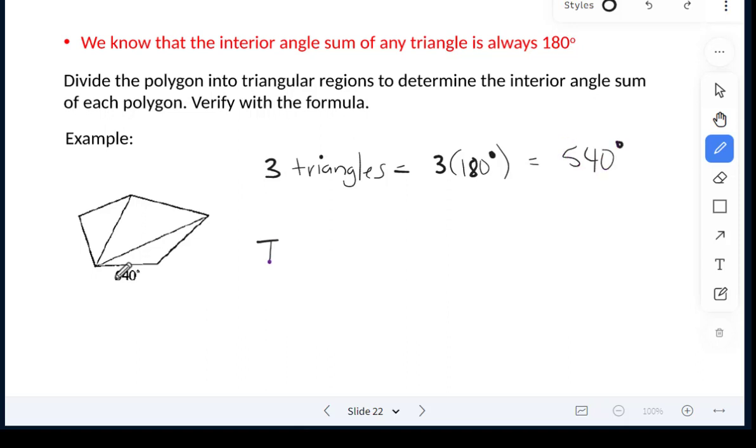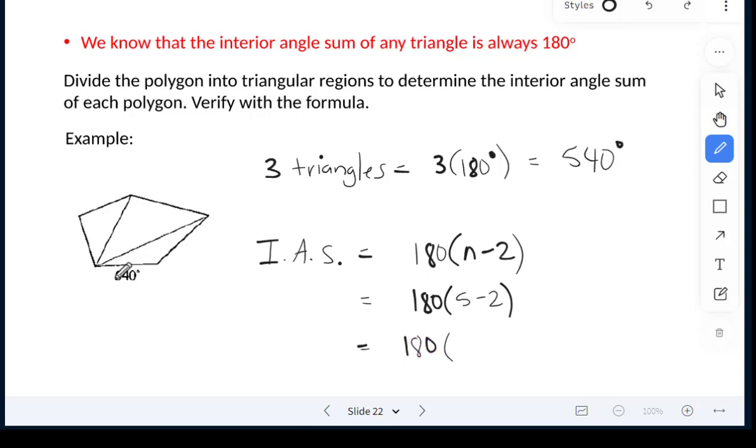All right, and we can double check that with our formula, IAS, which is 180 times n minus 2. Let's count how many sides this is. It's 1, 2, 3, 4, 5, so it's a pentagon. So 5 minus 2, and here we also end up multiplying 180 times 3, which is equal to 540 degrees. So we can use the method of splitting the polygon into triangles, as we did here, or you can use the formula that IAS equals 180 times n minus 2.